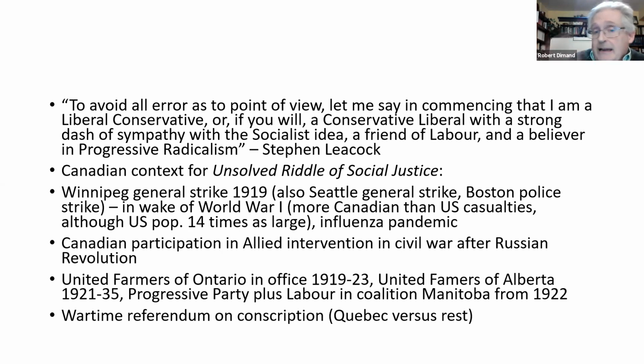The context of it is he's writing it in 1919 and it's revised as a book in 1920. Canada has the Winnipeg General Strike in 1919. It's also, of course, the Seattle General Strike and Boston Police Strike. There's the wave of unrest and change throughout the world following World War I, the Russian Revolution, and there's, of course, a pandemic at the time, the influenza pandemic that killed more people than World War I. And World War I had more Canadian casualties than US casualties, even though the US population is 14 times as large. Canada had participated in the Allied intervention in the Russian Civil War. And here we get the Progressive Party, the populist discontent in Ontario and the West. The United Farmers of Ontario had just come to office, and soon it would be the United Farmers of Alberta and the Progressive Party in Manitoba.